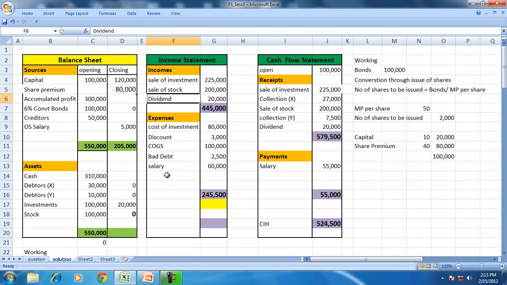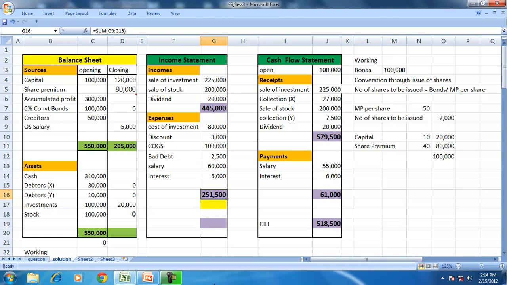Assuming that there is no other transaction, we have to record the transaction relating to the interest. The bonds were converted at the end of the year, so we have to pay the interest. Interest is an expense, and interest is an outflow of cash. So the total inflow or income is 445,000.